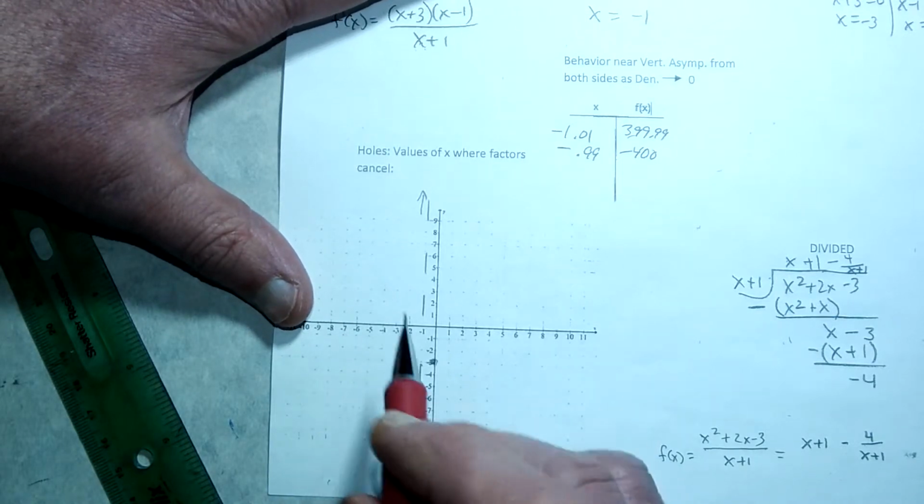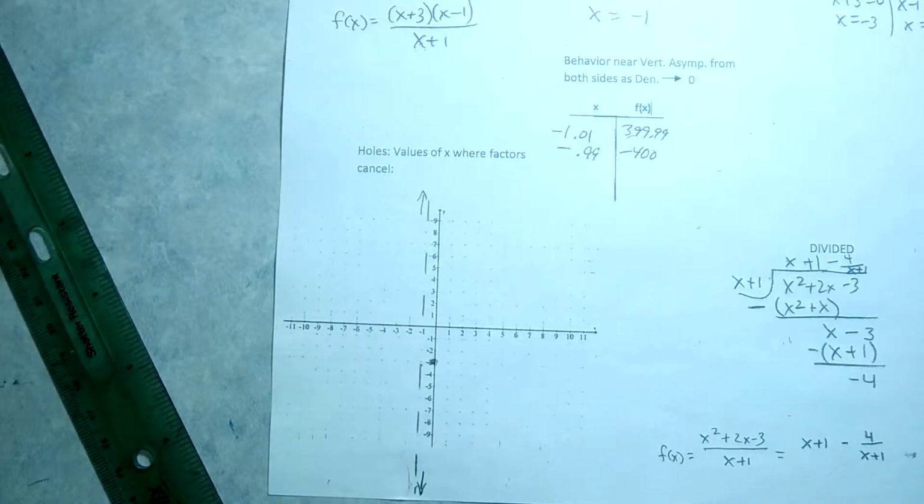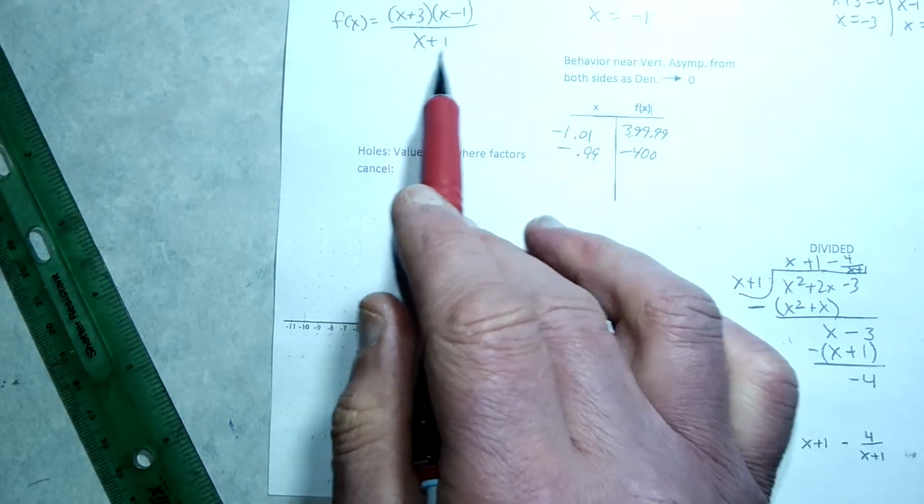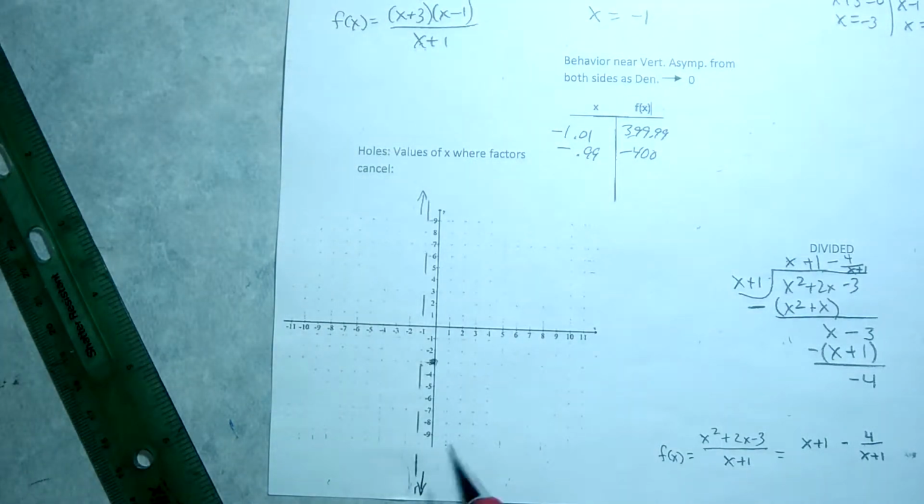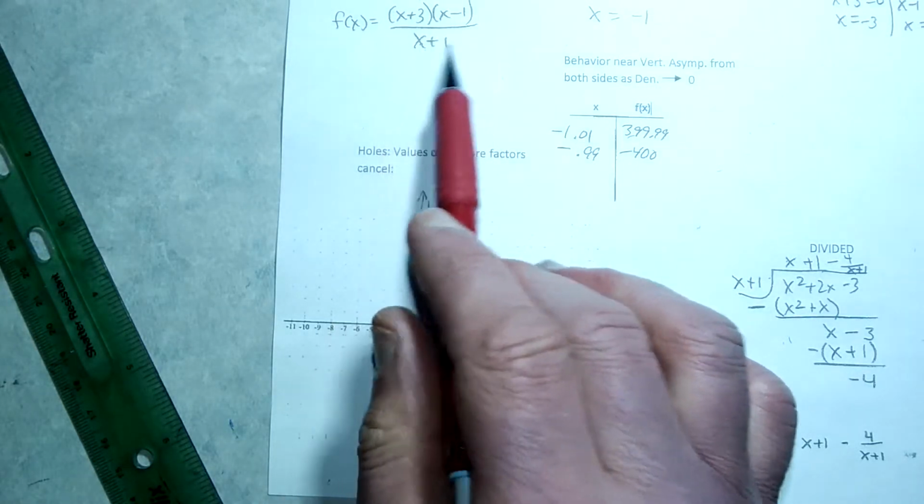Okay, so we have behavior near the vertical asymptote, and that is, again, coming from approaching the factors of the bottom, getting close to those values, but not exactly equal to what it would take to get to 0, right?